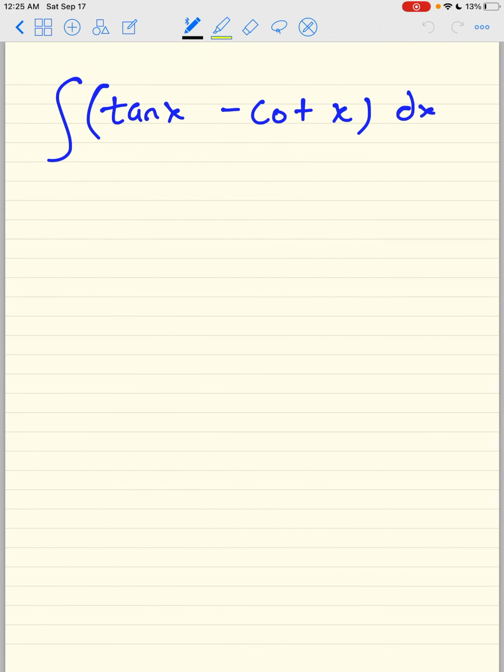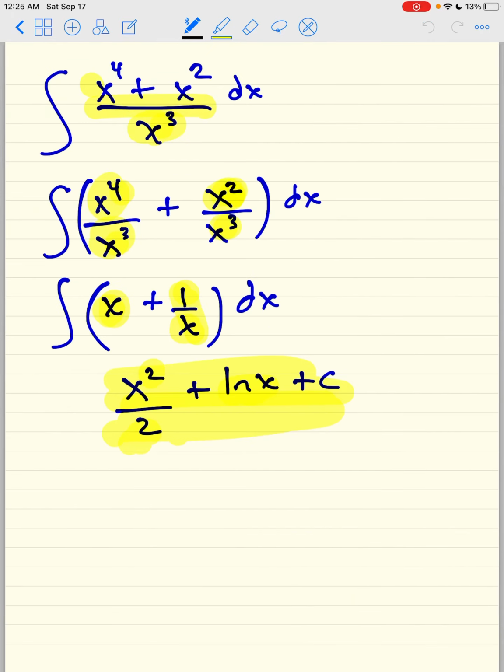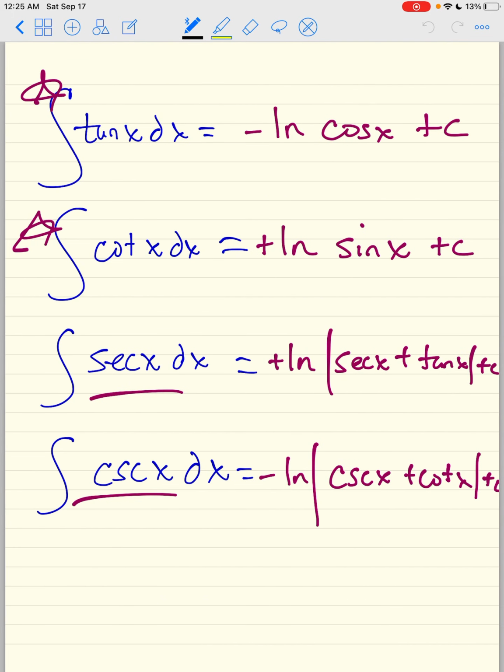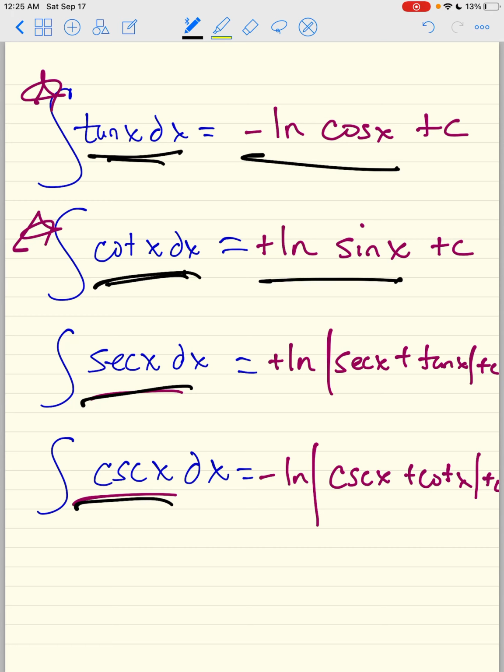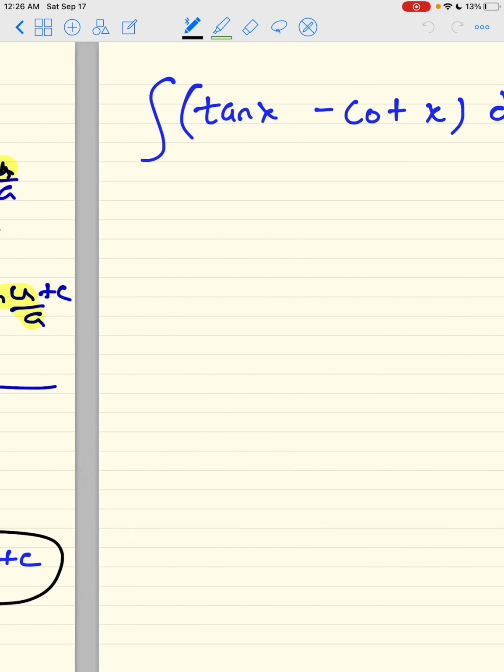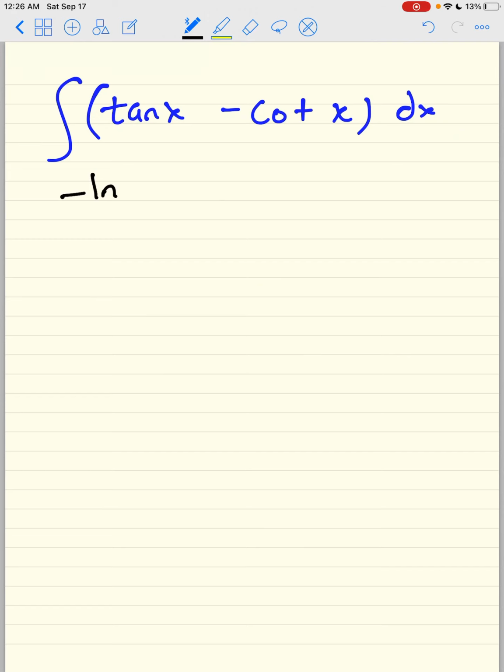I left this blank here because these are basic integrals. The integral of tan x minus cotan x. I did this in our last video. These are the 4. You should absolutely know them. The integral of tan x is negative natural log cosine x. The integral of cotangent x is positive natural log sine x. So this final answer is just negative ln cosine x minus, from here, a positive ln sine x, plus c. Okay?